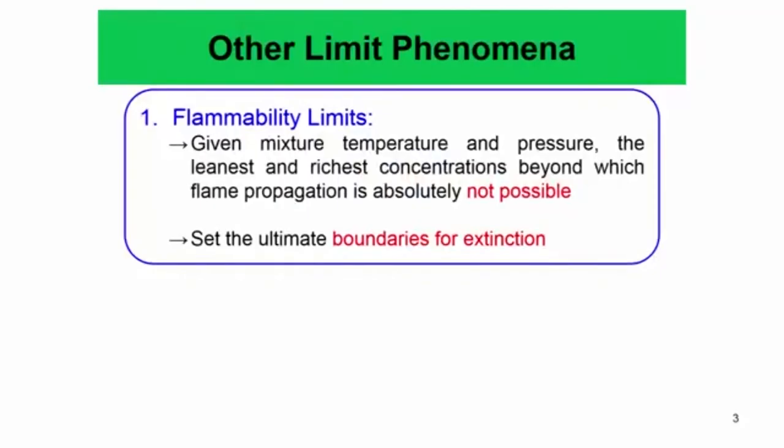And that is very critical, because if you don't have ignition, you don't have power. So we need to understand this concept of ignition and extinction. There can be other limit phenomena, like flammability limits: for a given mixture, temperature and pressure, what are the leanest and richest concentrations beyond which flame propagation is absolutely not possible? These set the ultimate boundaries for extinction.